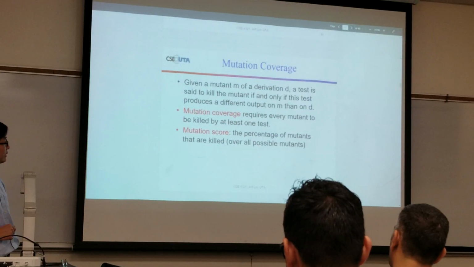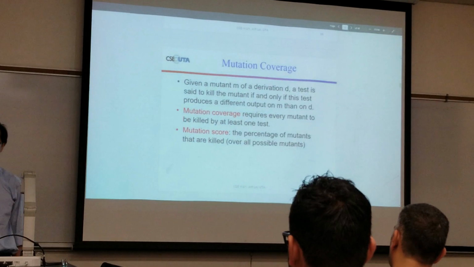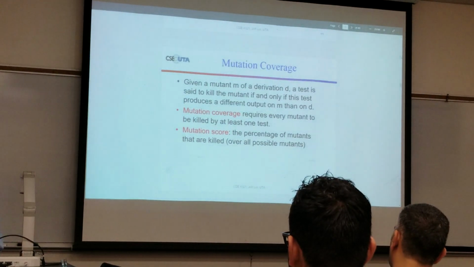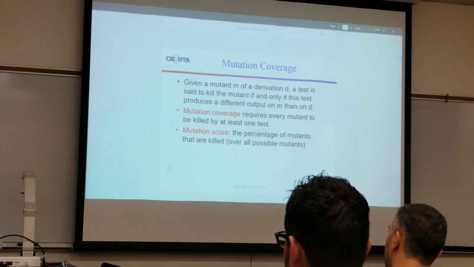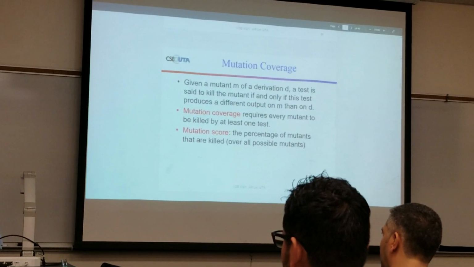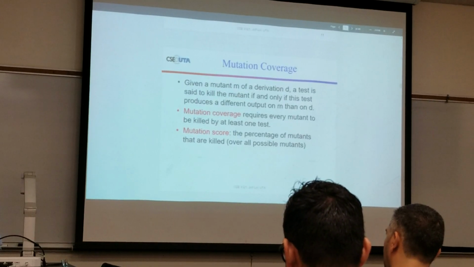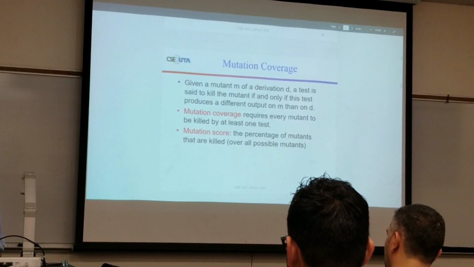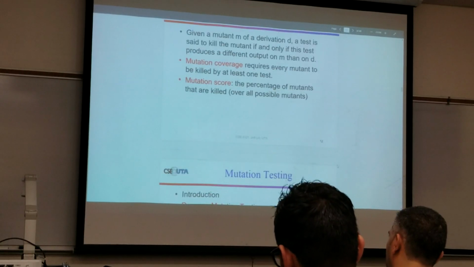Killed by at least one test case. And the mutation score is basically measured using the percentage of mutants that are killed versus over all possible mutants. Some mutants you cannot kill, you cannot distinguish. So that will affect the mutation score. Okay, you want to be able to detect as many mutants as possible.